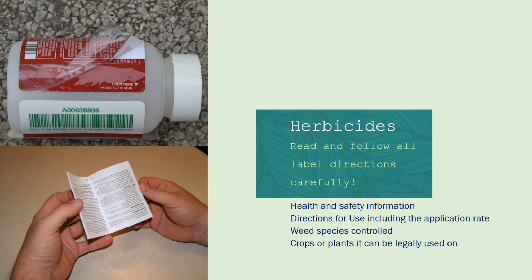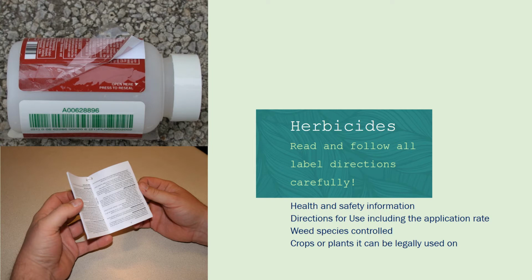The label will provide health and safety information about the product and give directions on how and when to apply it. The rate will be a specific amount. Applying too little will result in poor weed control. Applying too much may result in injured vegetable plants. It is against the law to not read and follow label directions, and certainly it is not wise.